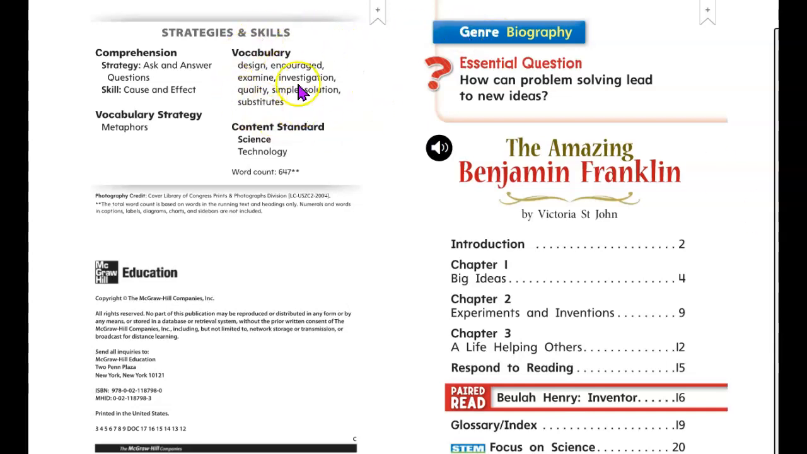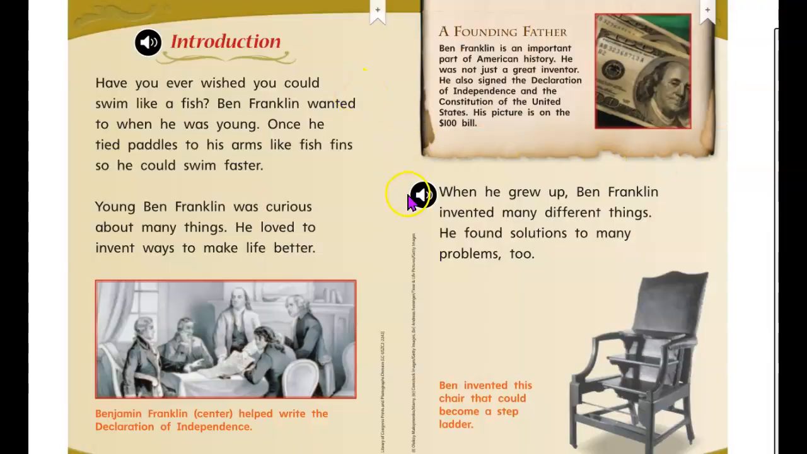Notice our vocabulary words of the week. Here we go. Have you ever wished you could swim like a fish? Ben Franklin wanted to when he was young. Once he tied paddleboards to his arms like fish fins so he could swim faster. Young Ben Franklin was curious about many things. He loved to invent ways to make life better. When he grew up, Ben Franklin invented many different things. He found solutions to many problems too.